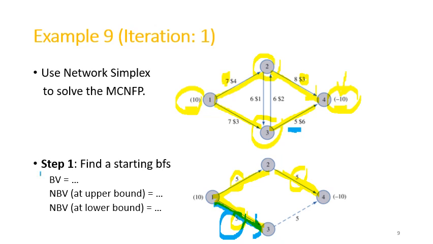From this BFS, make a list. What are the basic variables? What are the non-basic variables at upper bound? And what are the non-basic variables at lower bound? Try this before you continue to step 2.